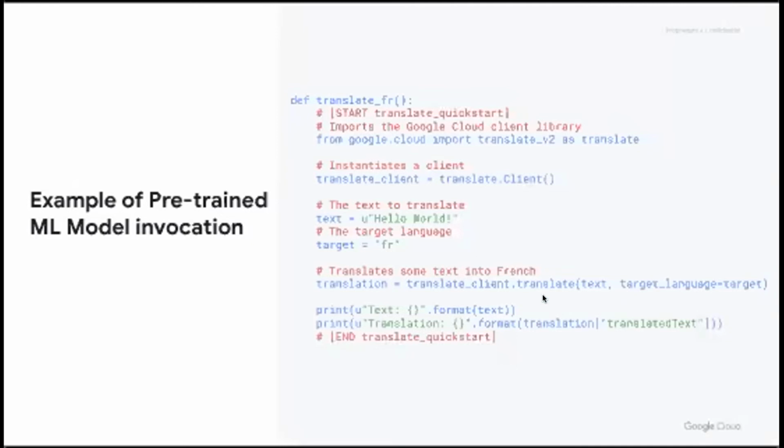So this is an example of how you would invoke a pre-trained ML model. Right there, for example, someone is using the translate API. He's saying, okay, I want to translate, so I'm starting a function called translate to French. I import the translate model, I instantiate a client, I send the text, I send the French, and I get a reply. So this is how easy it would be if you want to use this approach of using pre-trained models. It's just calling functions, no model to create.